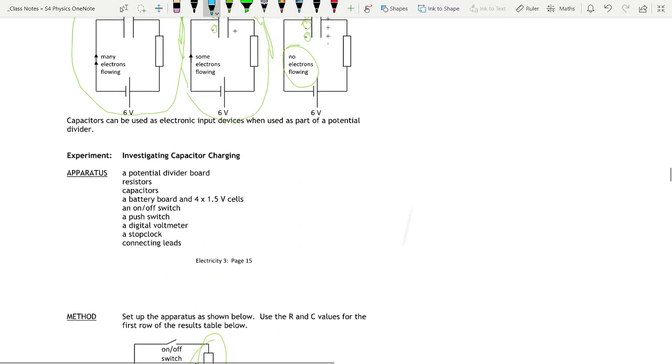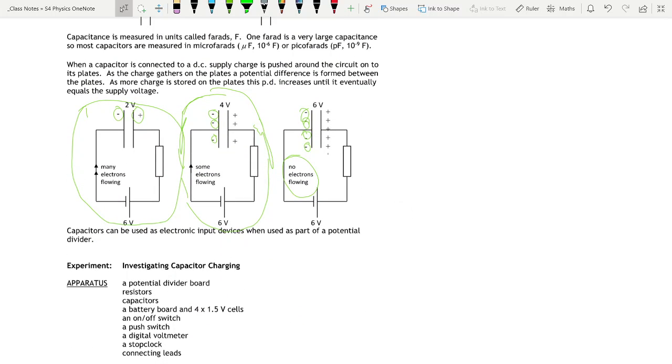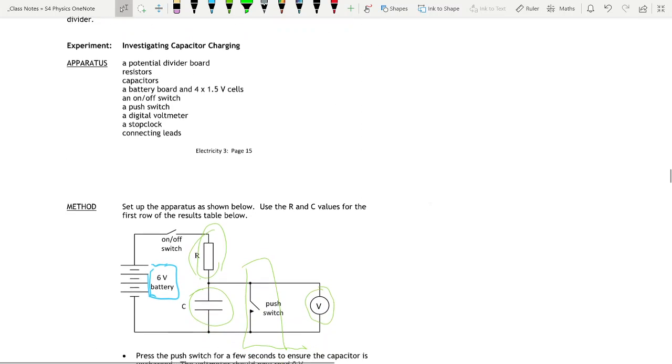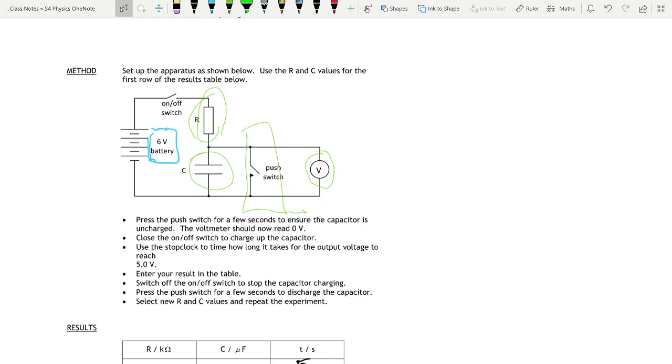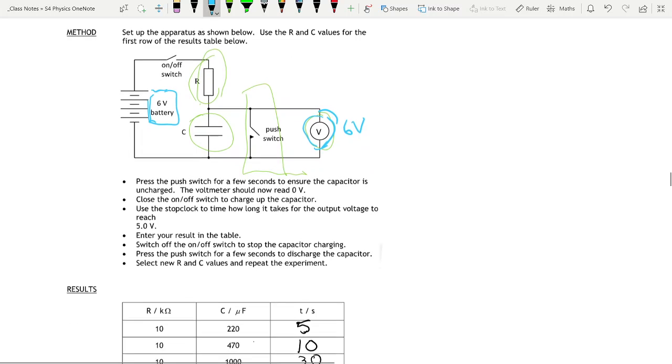So remember we said it takes a bit of time. It'll start off with 0 volts, then go to 1 volt, 2 volts, 3 volts, 4 volts, 5 volts, 6 volts. So it will take some time for that capacitor to get fully charged. And we want to know how long it will take for the voltmeter reading to become 6 volts. Okay, so with this experiment, we change the resistor and we change the capacitor, and we see how that affects it.